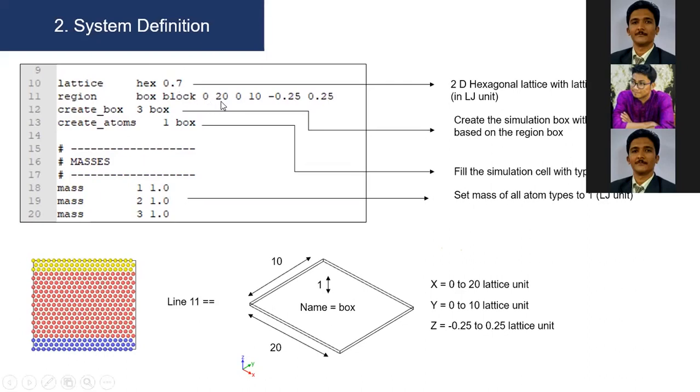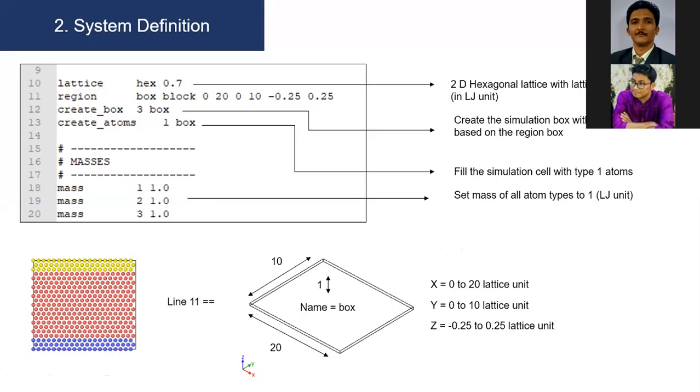And then I'm giving the x low and x high values. The x low value is 0, and the x high value is 20. So along the x-axis there will be 20 length, and along the y-axis there is 10 length. That is y low 0, y high 10, and z low minus 0.25, and z high 0.25. So z actually doesn't matter here, but I'm defining a z value because I want at least one atom to be in the z direction. If I don't define the z value at all, then there will be no atoms there, right? That is why I'm defining a z value.